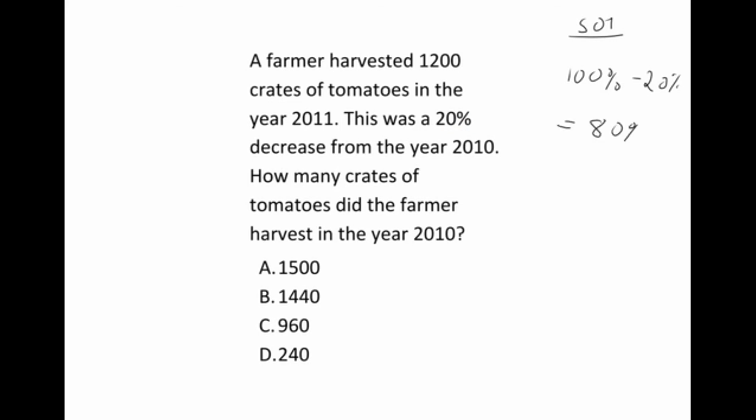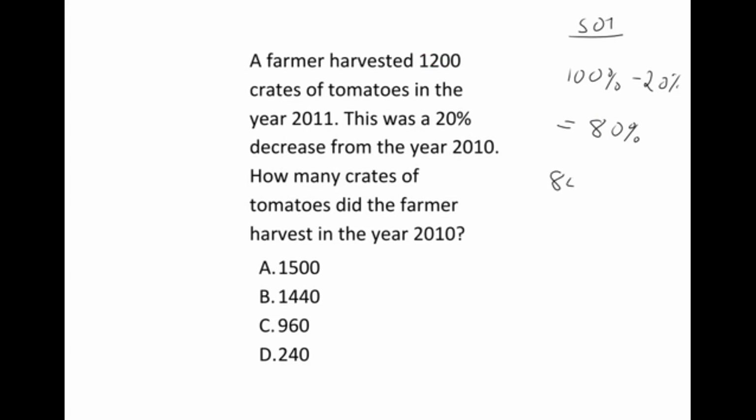We get 80%. Now, this 80% is equivalent to 1,200 because we are told this farmer harvested 1,200 crates of tomatoes in the year 2011. Therefore, the remaining percentage we got by subtracting 100 minus 20, which is now 80%. 80% is equivalent to 1,200 crates.